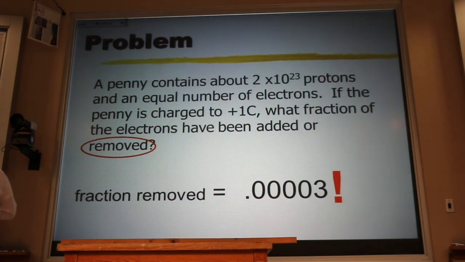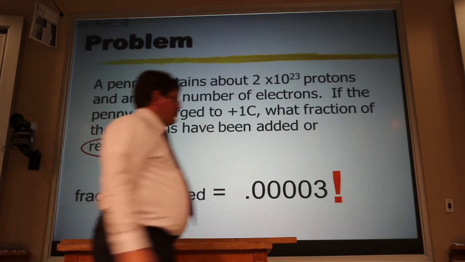Typically we charge things to microcoulombs, which is 10 to the minus 6 coulombs, or nanocoulombs, which is 10 to the minus 9 coulombs. Okay? We never really charge something up to a coulomb, because we're not stupid.